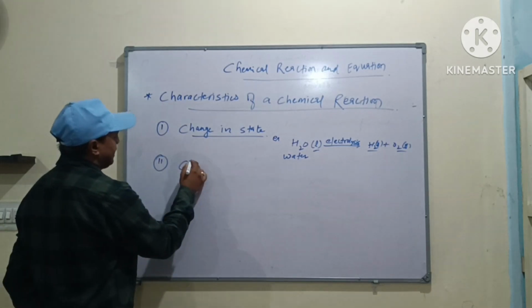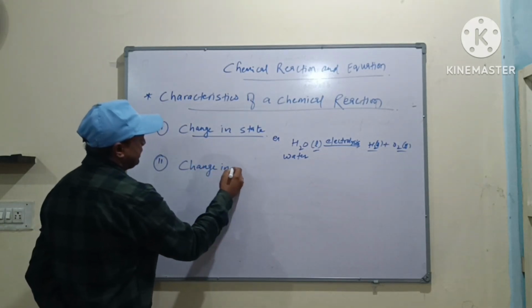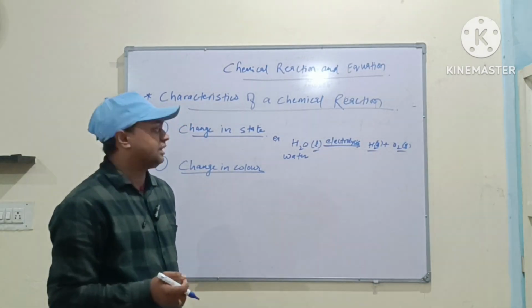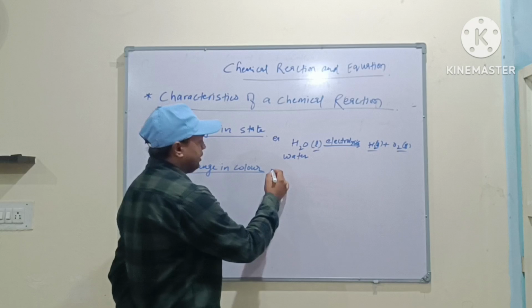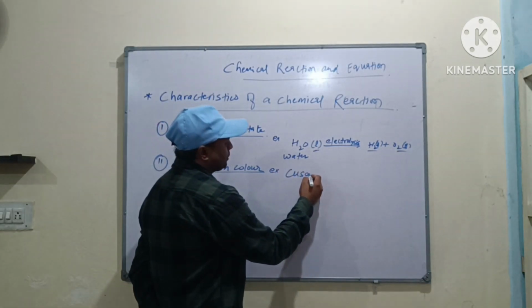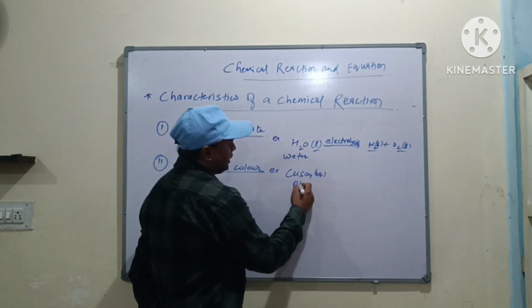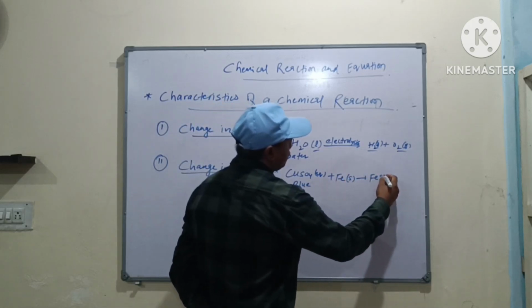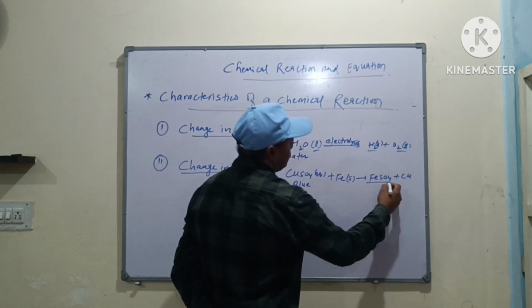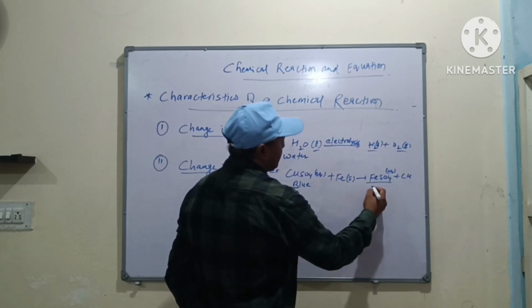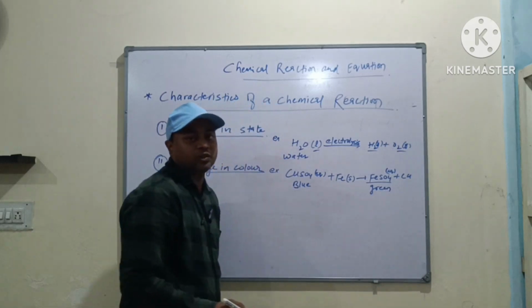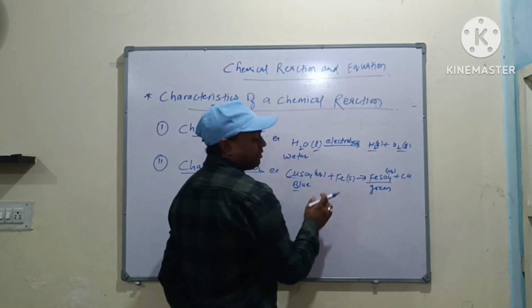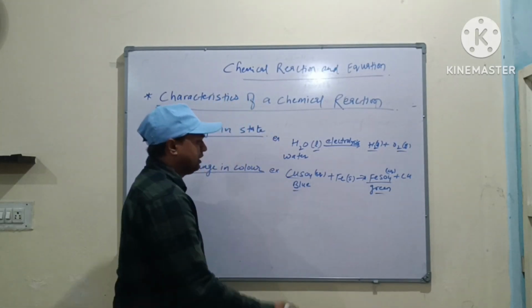Next characteristic is change in color. Children, if during a process there is a change in color, then we can say that a chemical reaction has taken place. Let's take one example. You prepare a solution of copper sulfate, children. Copper sulfate is generally blue in color. Whenever it reacts with iron filings, it gives FeSO4 plus Cu. This is an aqueous solution, green in color. Iron sulfate is a green color solution. So the copper sulfate color will change upon mixing with iron, to green. That is iron sulfate.